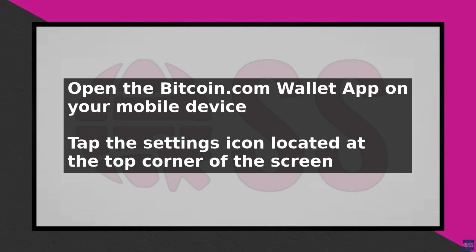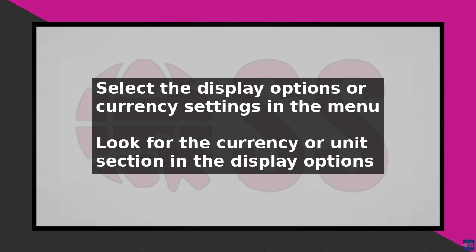In the settings menu, scroll down and select the display options or currency settings. This section may vary depending on the app version, but it is typically found under General Settings or Display Preferences. Once you are in the display options, look for the Currency or Units section.